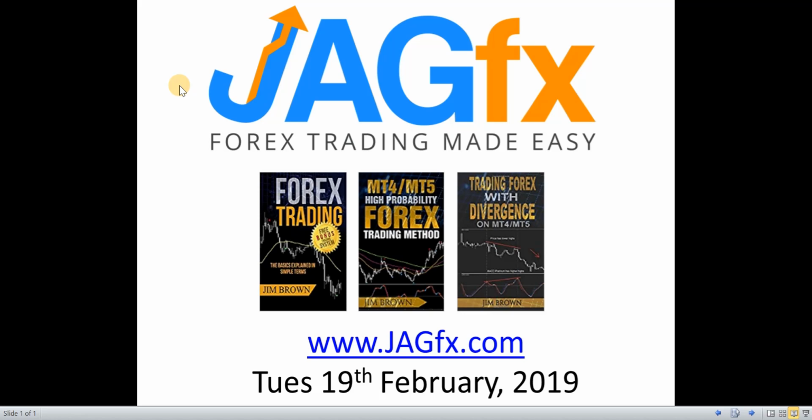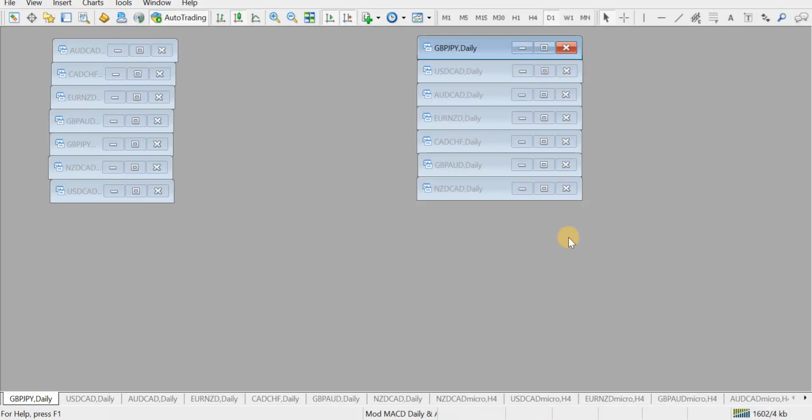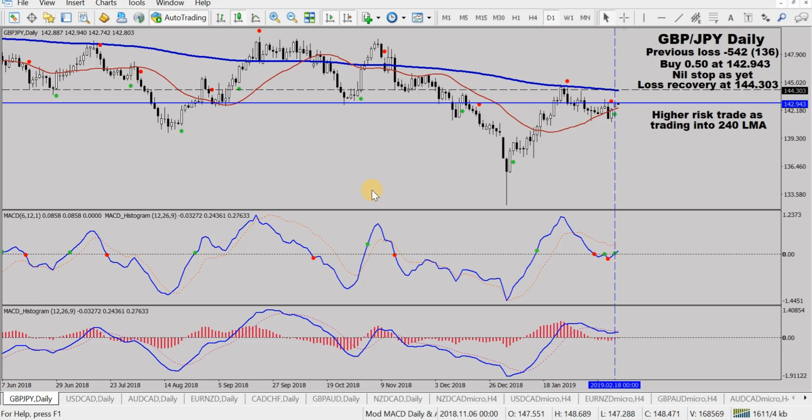So this morning there wasn't much action, but we'll have a look at what I've done, where we're at, and a few other trades. So we'll start with the Mod MACD profile. I'm trading these 7 pairs on the daily chart. First one this morning was the pound yen. Now I've taken a new buy this morning.